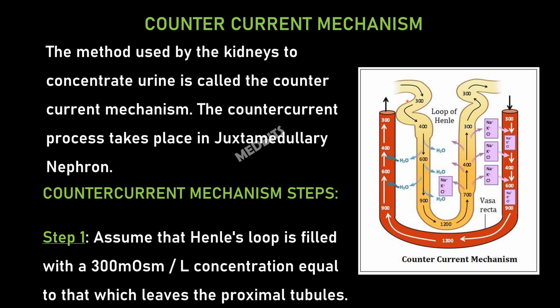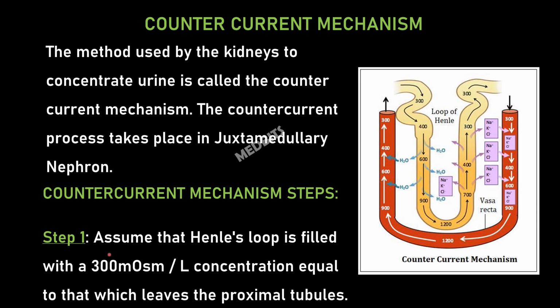Before that, please have a look at the diagram and learn to draw it. This is known as the loop of Henle, which is coming from a nephron. And this is the capillary which is surrounding the loop of Henle, and it is known as the vasa recta. This is about a single nephron, and we have millions of such nephrons in our kidney system.